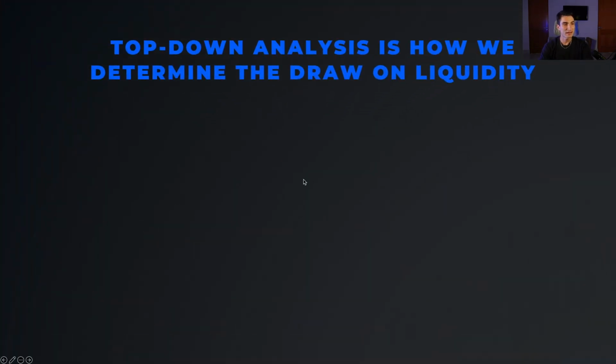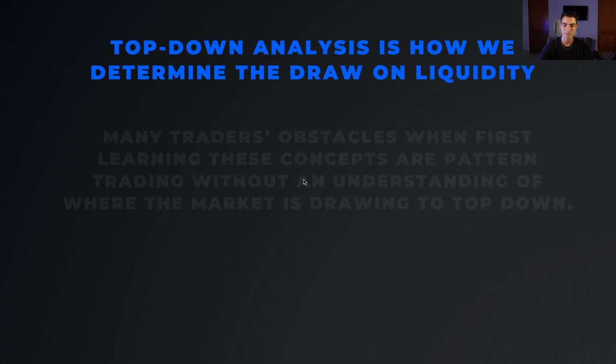So top-down analysis is how we determine the draw in liquidity. As traders, what we need to understand is the draw. Where is the market drawing to and why should it go there? Because once we can determine that, then we can frame our entries and our trade setups. But until we have the draw in liquidity, nothing else matters. So this is how you determine the draw in liquidity with the most consistency and precision.